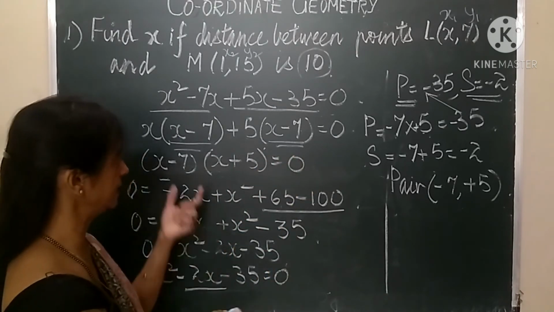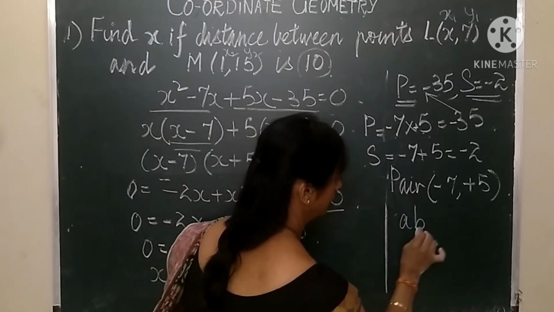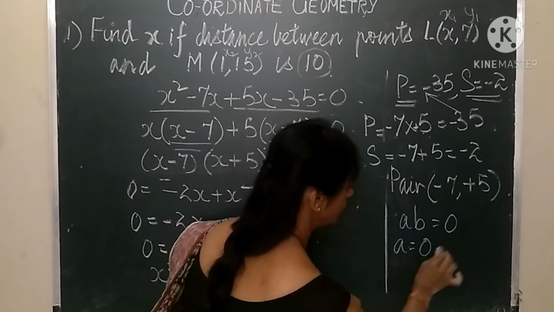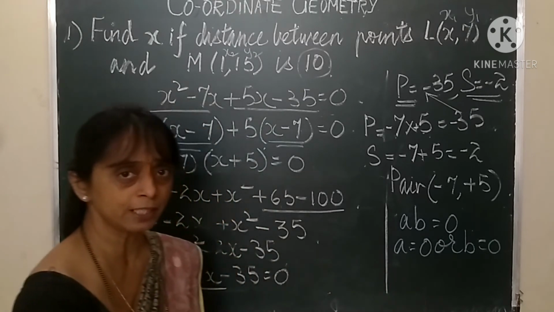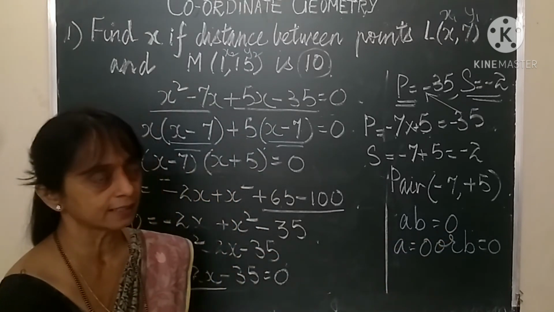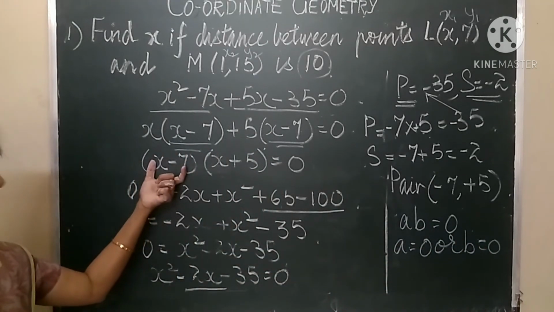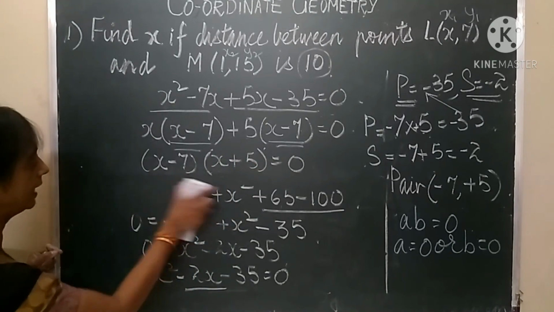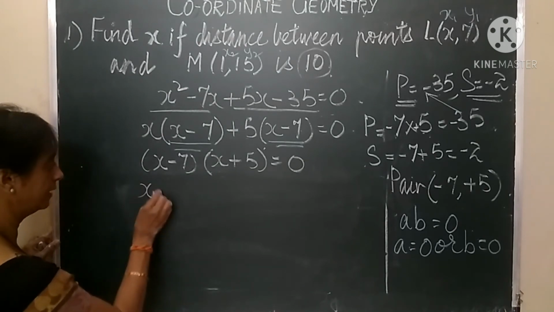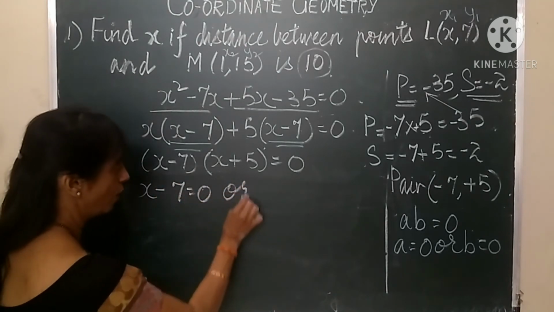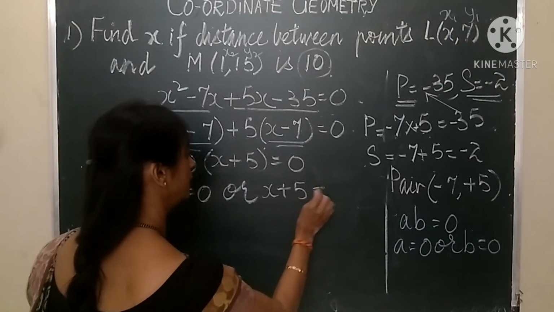Now children, we know in this case, if we have a into b equal to 0, then either a is equal to 0 or b is equal to 0. Definitely both can also be equal to 0 because ultimately we want the right hand side answer as 0. So over here we have either a equal to 0 or b equal to 0. What is a in this case? It is the first binomial which we have written. So either x minus 7 is equal to 0 or b is equal to 0, that is x plus 5 is equal to 0.